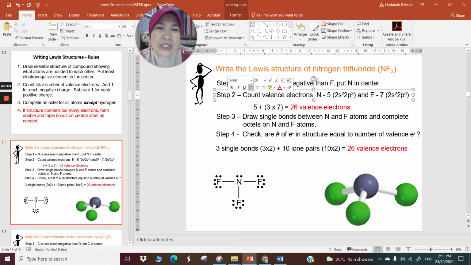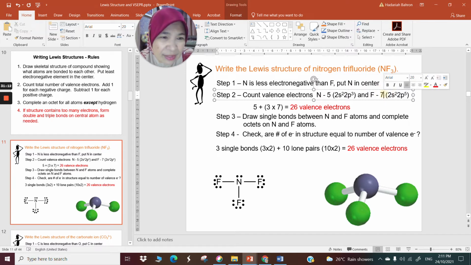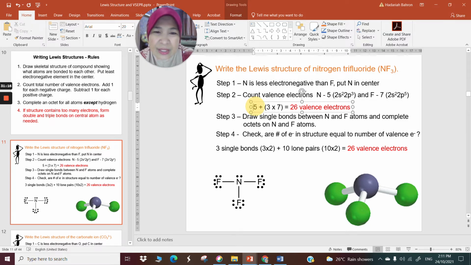Step number 2 is you count the valence electrons. Nitrogen has 5 valence electrons, 2s2, 2p3. Fluorine has 7 valence electrons, 2s2, 2p5. So there is 1 nitrogen, 5. And there are 3 fluorine, 3 times 7. So you get 26 valence electrons. Yeah? Remember, you have 26 valence electrons.